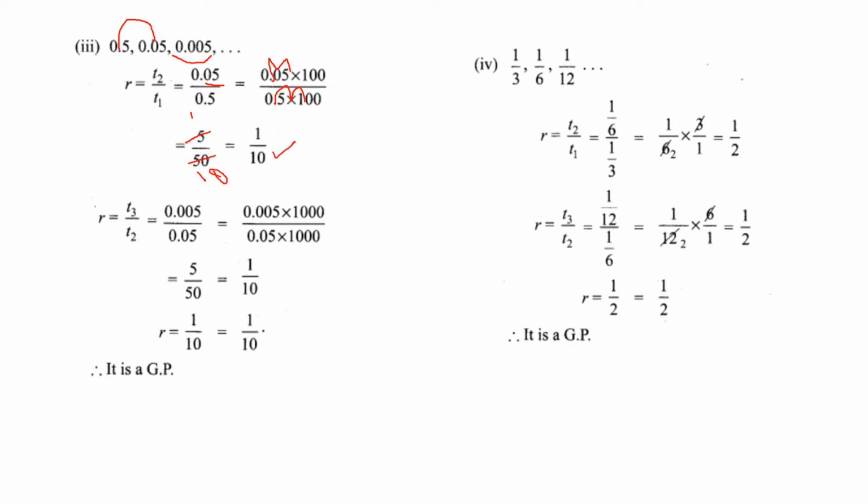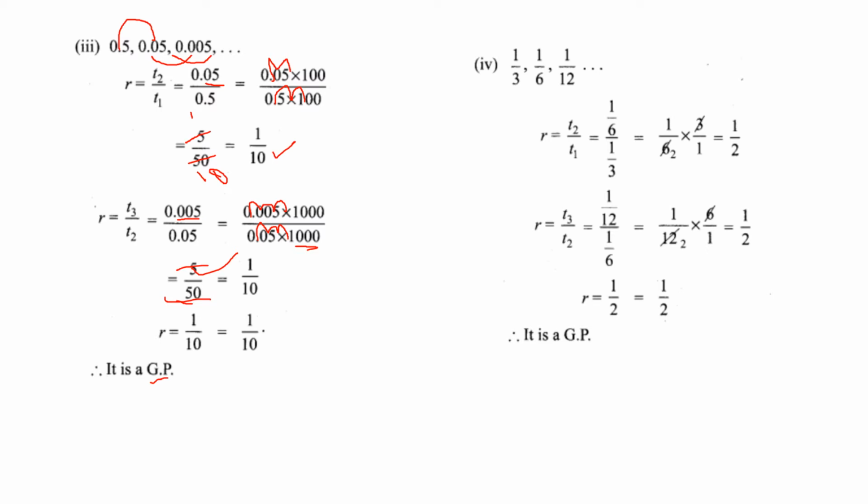Next T3 by T2, that is 0.005 by 0.05. Here the point is after 3 decimals, so you multiply by 1000, the point moves to the right 3 digits and we get the whole number 5. And the denominator, 1000 multiplied, the point moves to the right 3 digits, here 2 digits only, so you put a 0, so we get 50. So here also you get 1 by 10. The ratios are the same, so it is a GP.